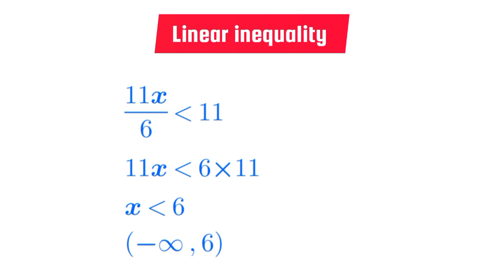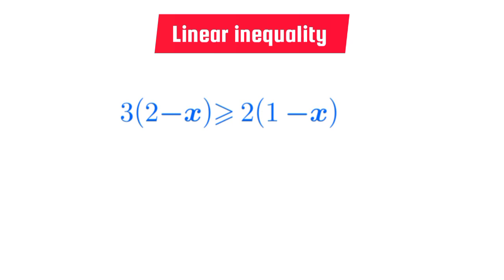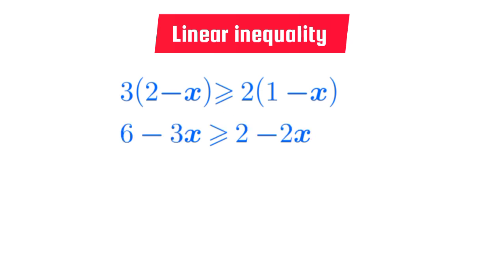Now, let's move over to another example. It says 3 multiplied by 2 minus x is less than or equal to 2 multiplied by 1 minus x. Now, the first step we are taking here is to open up the bracket, that is, distributing 3 on the left-hand side and also distributing 2 on the right-hand side. So when we distribute, 3 multiplied by 2 is 6, and then 3 multiplied by minus x is minus 3x. So we have 6 minus 3x is less than or equal to 2 minus 2x.